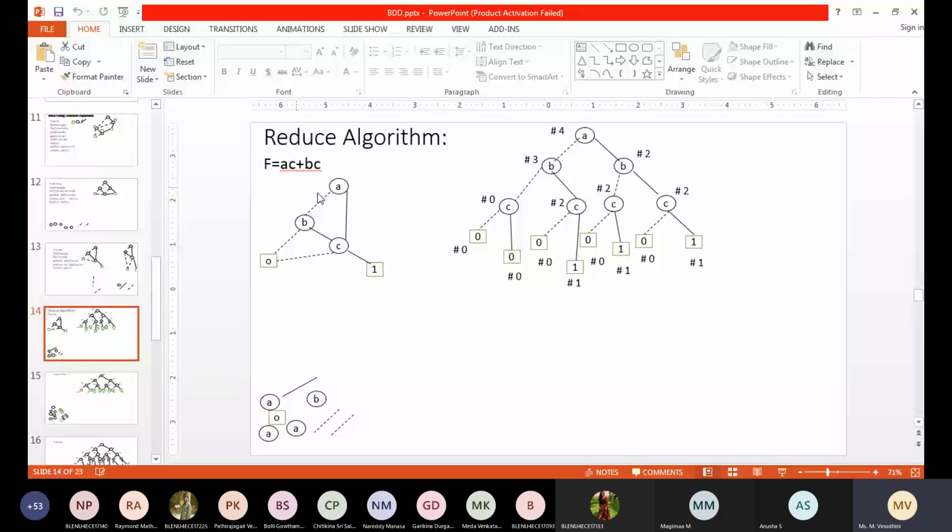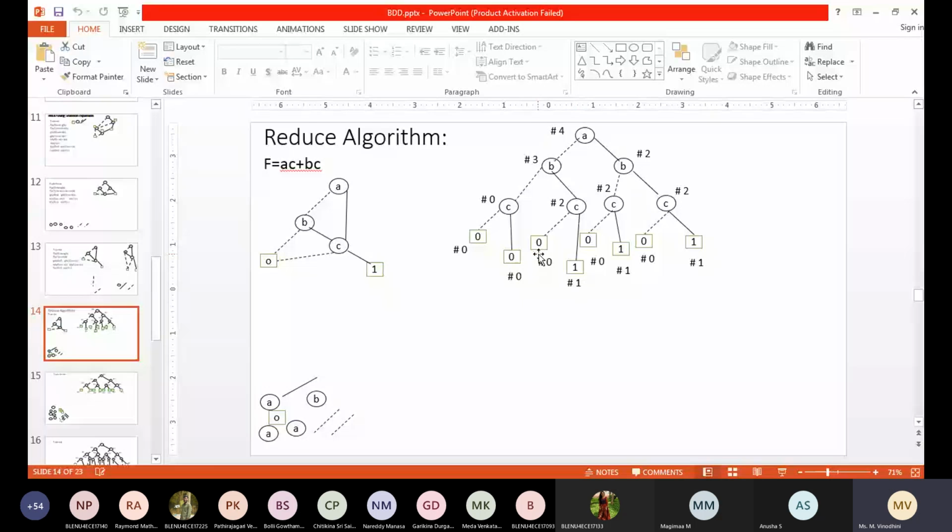Next, as per the reduce algorithm, the next step is we have to give a number for each and every leaf node, intermediate node, and root node. The order in which we give the numbers is that we have to start with the leaf nodes. In each and every leaf node there is a value specified, and based on that value the number is given. Suppose the value in the leaf node is 0, then the number for that leaf node will also be 0. If the value in the leaf node is 1, then the number for that leaf node is also 1.